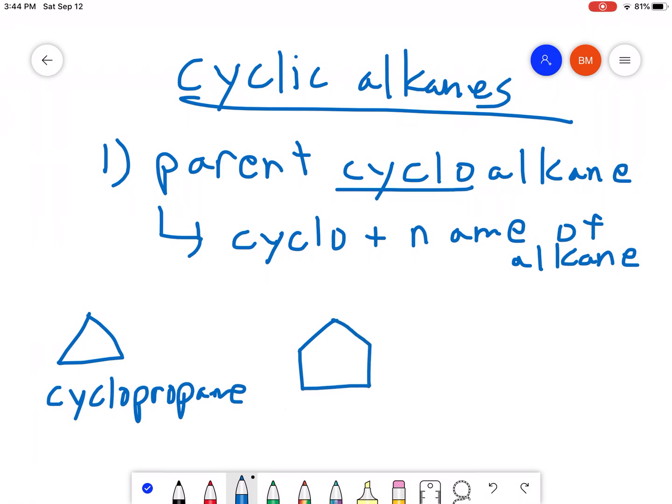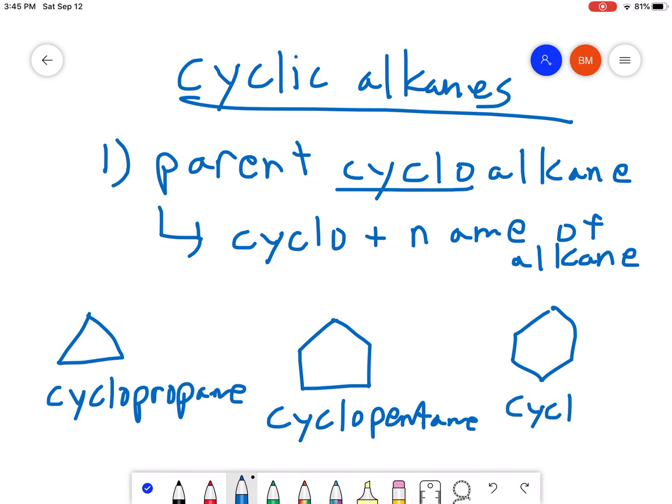Right? This one has 5 carbons in a ring. Cyclopentane. 6 carbons in a ring. Cyclohexane. You get the idea that these look like just a bunch of polygons, and that's basically what it is. But it does correspond to the number of carbons within the ring. You just name the alkane according to the number of carbons and add the prefix cyclo to it. That's all you do. Okay?